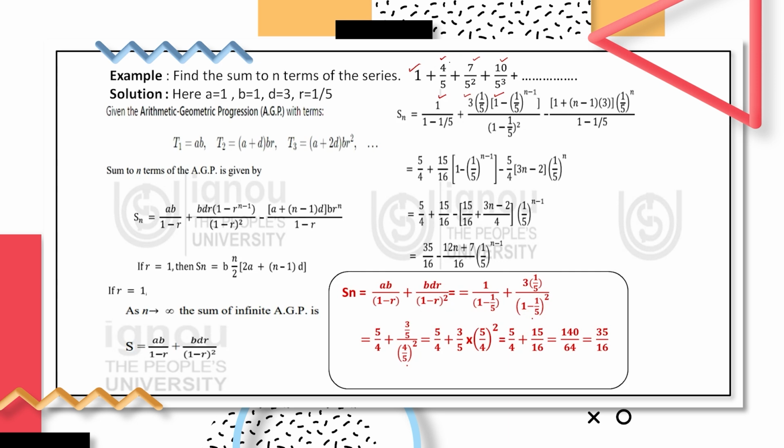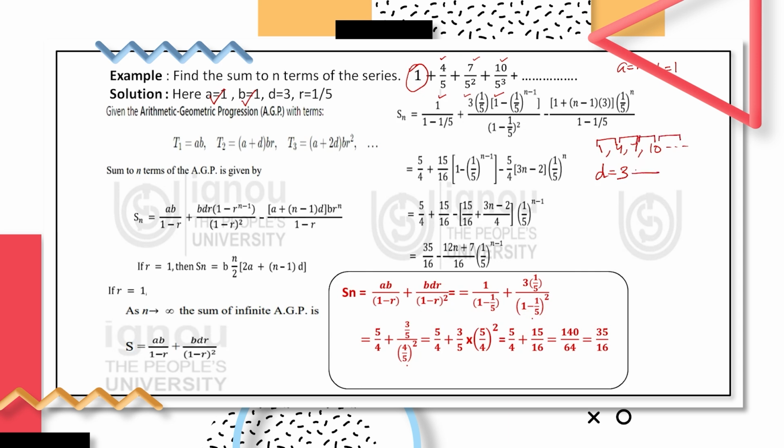So, the first term is 1. That means A is equal to 1, the first term of the arithmetic progression, and the first term of the geometric progression is also 1. So, that's why A is equal to 1, B is equal to 1. Now, the numerator pattern is 1, 4, 7, 10, and so on. That means the common difference D is equal to 3, because 1 plus 3 is 4, 4 plus 3 is 7, 7 plus 3 is 10, and so on.